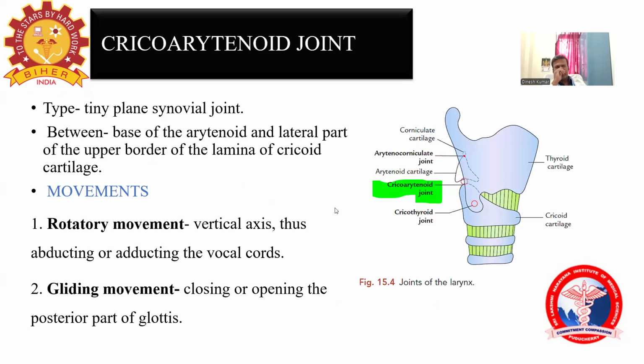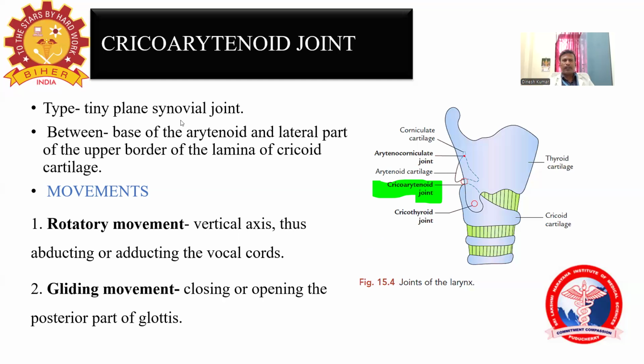The second joint is the cricoarytenoid joint. It is a tiny plane synovial joint between the base of the arytenoid and the lateral part of the upper border of the lamina of the cricoid cartilage. It has two movements: one is the rotatory movement, another is the gliding movement. The rotatory movement occurs around a vertical axis, abducting and adducting the vocal folds. Next is the gliding movement, which closes or opens the posterior part of the glottis. So see, this is the cricoarytenoid joint.